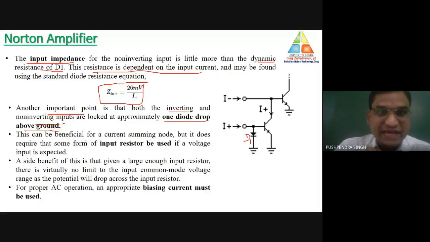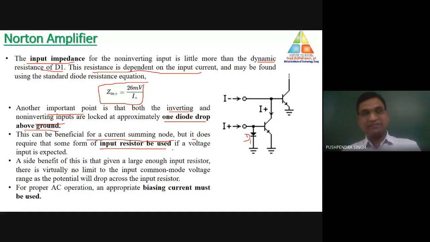So this can be beneficial for a current summing node, that means for questions related to Norton's amplifier, but it requires that some form of input resistor be used if a voltage input is expected. Why? Because here we are only considering the current, but if we want to use some voltage, then it's compulsory to connect some resistance. Then only the voltage drop will be there. Now, if there is some voltage drop, then only you can use that voltage for experimental purposes.